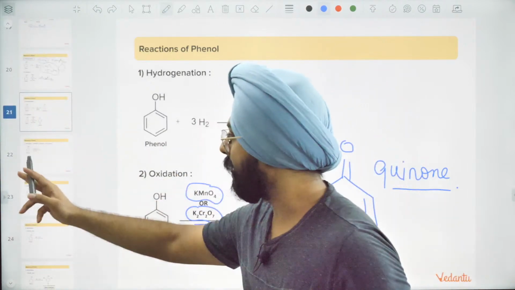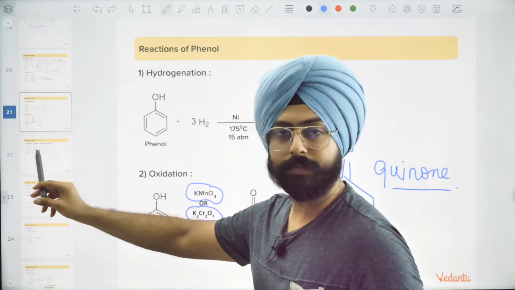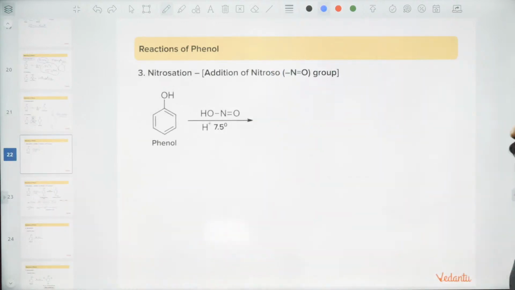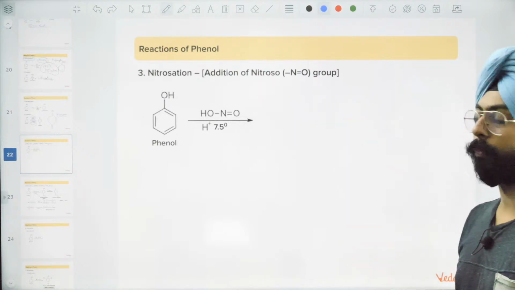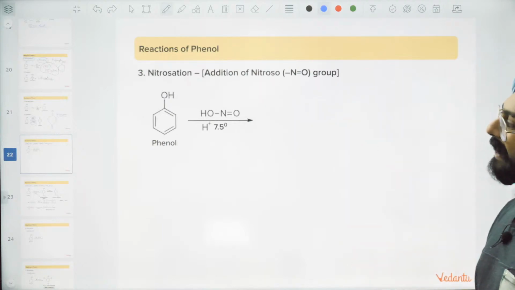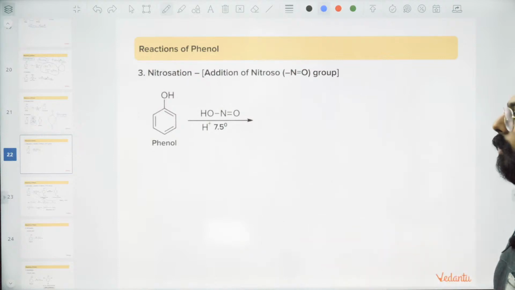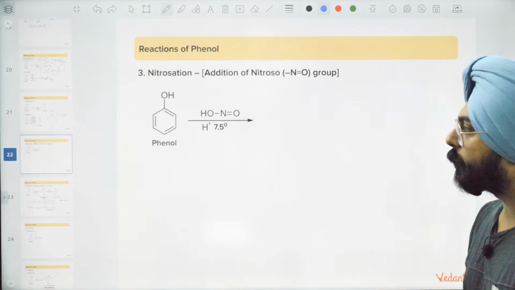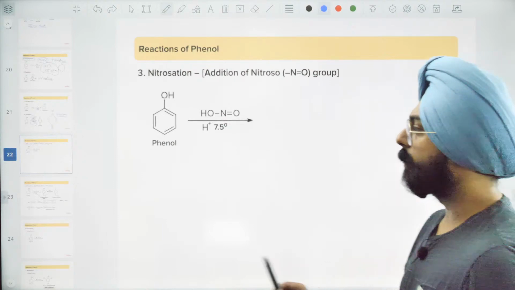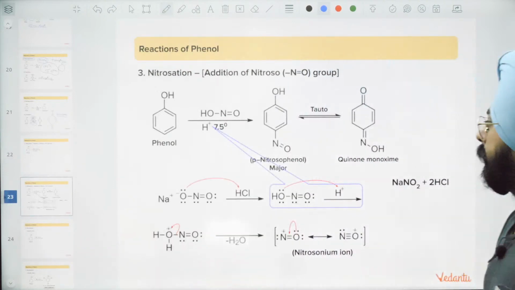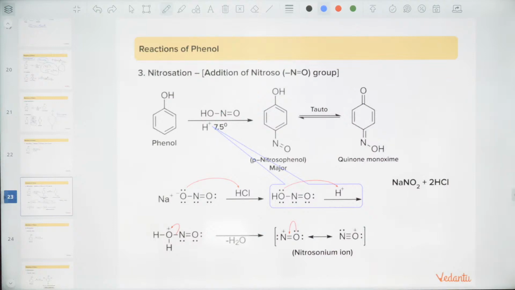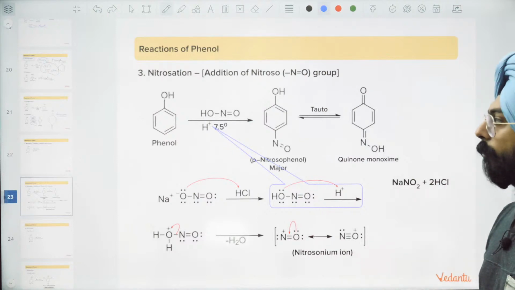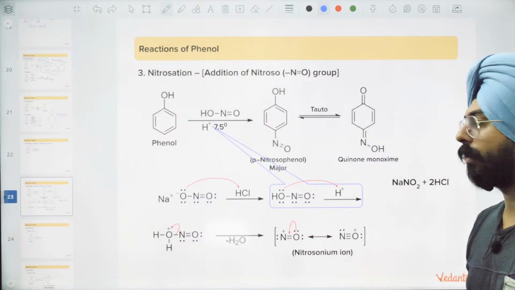Okay. So now the next reaction of this phenol is nitrosation, addition of the N double bond O group. How do you nitrosate it? You are taking HONO. ठीक है, HONO लिया, H positive लिया. A very simple reaction that's happening over here. You get nitrosophenol. Very simple, see, nothing too complicated about it.